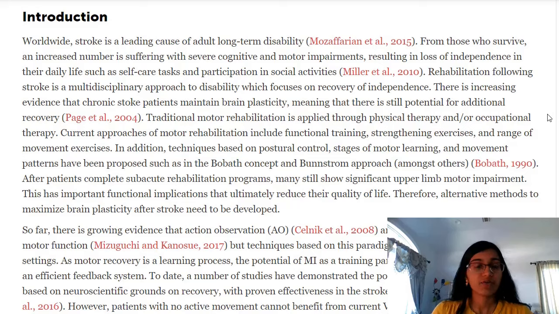Then they go on to say there is increasing evidence that chronic stroke patients maintain brain plasticity, meaning that there is still potential for additional recovery. So the reason this is relevant is because brain plasticity has a lot to do with how your brain grows and learns over time. Typically, children have much higher brain plasticity, and this is because their brains are still growing and they're making new connections all the time. And because of that, they need greater brain plasticity in order to achieve that kind of growth.